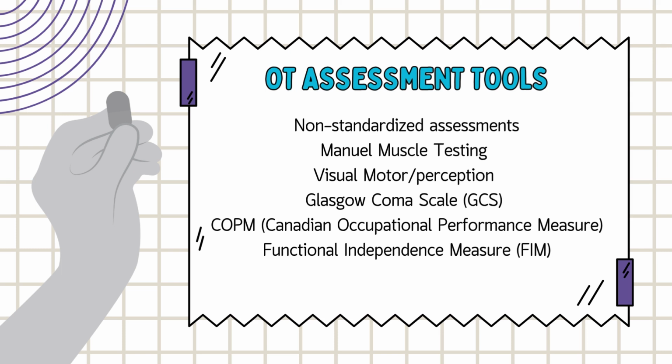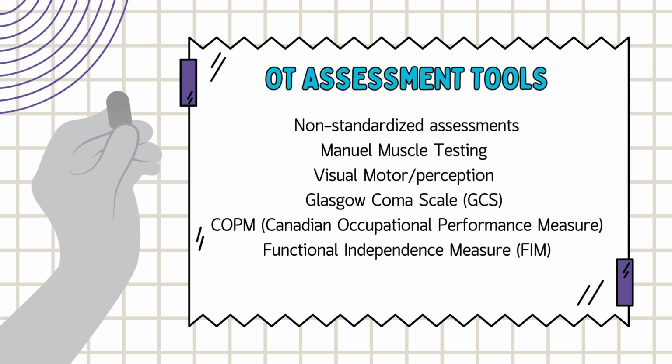The Glasgow Coma Scale is usually for the orientation and cognition of these patients. This is usually used if they do lose consciousness and things like that, in those severe cases.